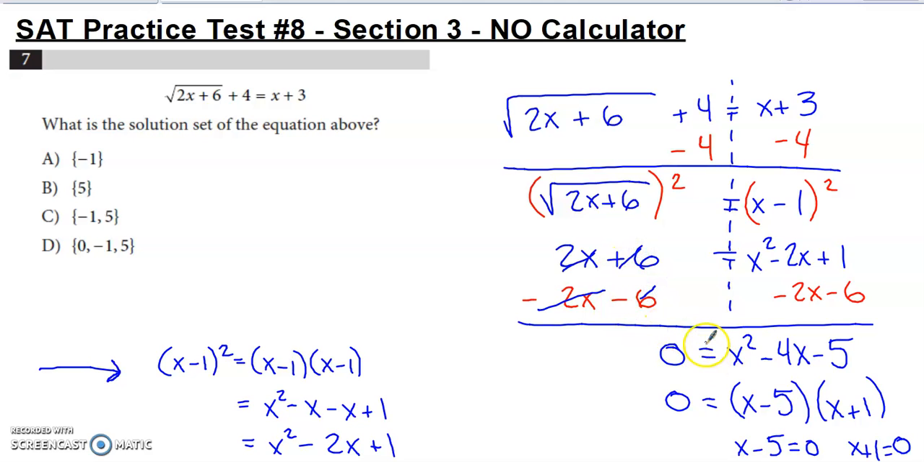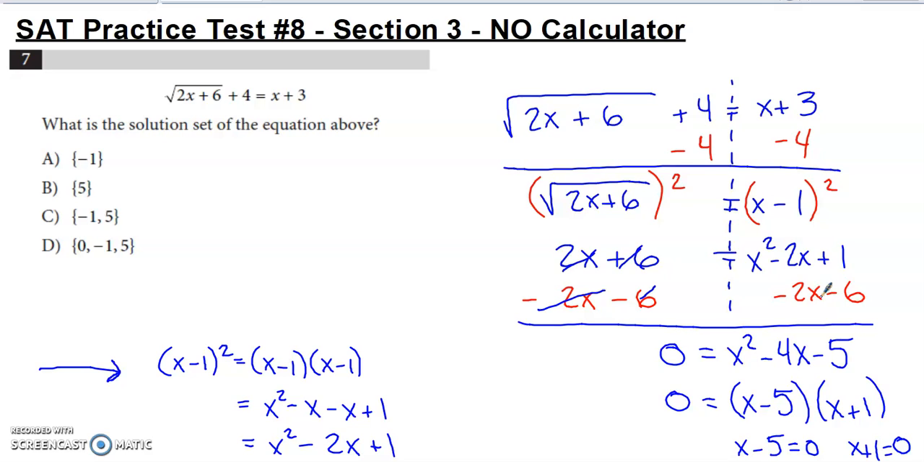Now, the reason why I also moved the 6 over is because what I recognized was that this was going to be a quadratic equation. And when you solve a quadratic equation, you've got some options for how you choose to solve it. You can solve with the quadratic formula. You can solve with completing the square. Sometimes you can solve by factoring.